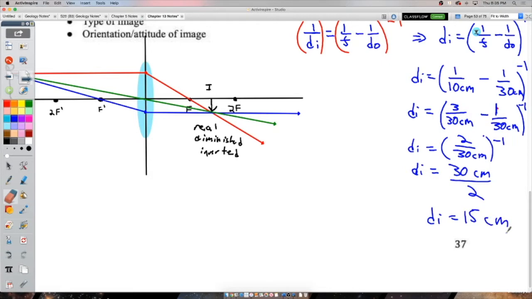There will definitely be math courses and probably physics courses in your post-secondary where you will not be allowed a calculator. So it is good to work those muscles as well. Okay, but DI equals positive 15 centimeters. There we go. Positive, right away we know it's real, okay?